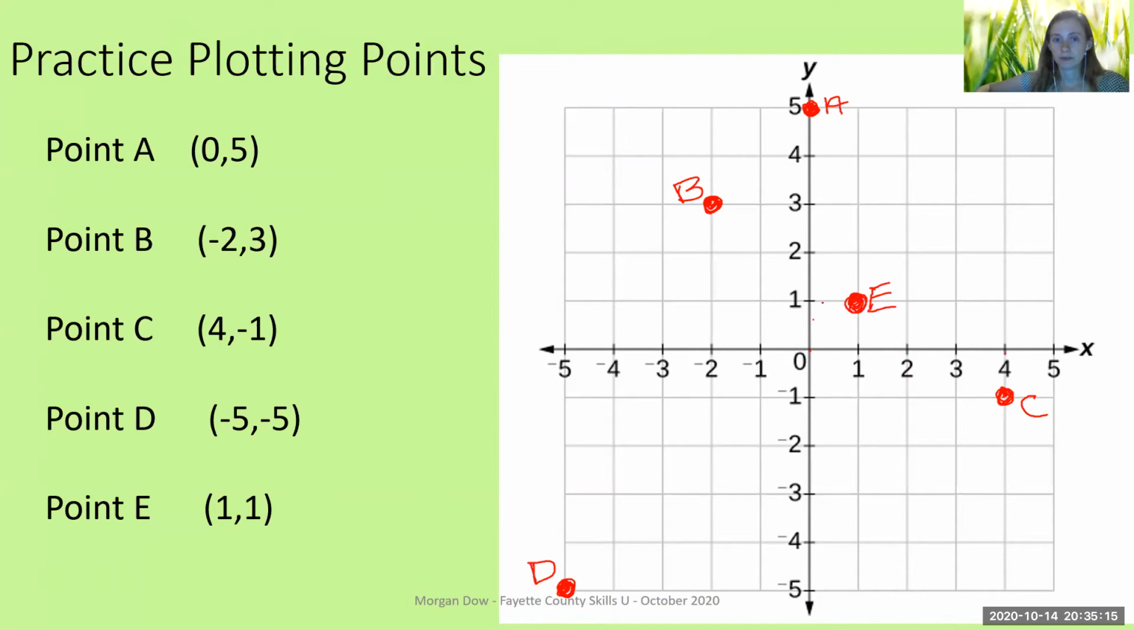Point E. So always keep in mind when we are thinking about coordinate pairs that it's always x first and then y. It's going in alphabetical order. And the x will always be the horizontal axis. The y will always be the vertical axis. It's just sort of the tradition that we follow in math.